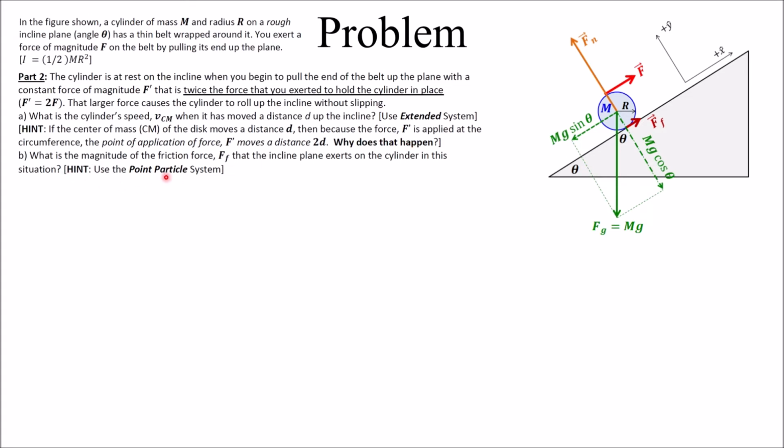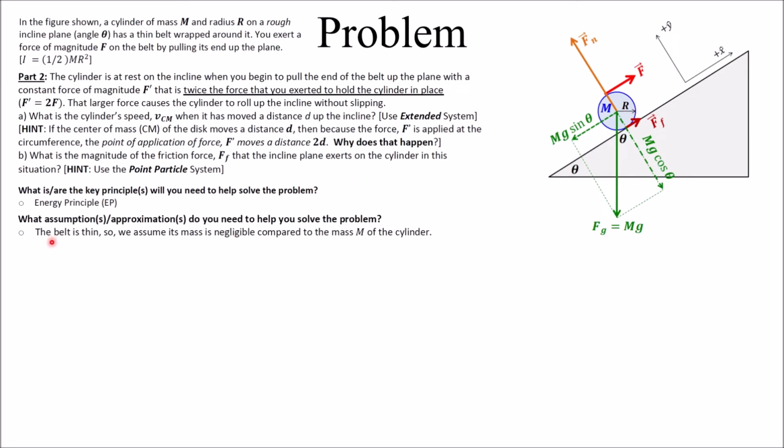And then we can use the idea of a point particle system. For part B, we're going to figure out what is the magnitude of the force of friction that the inclined plane exerts on the cylinder in this situation. So we're going to use the energy principle here, and we're going to assume that the belt is thin and the mass is negligible compared to the mass of the cylinder.